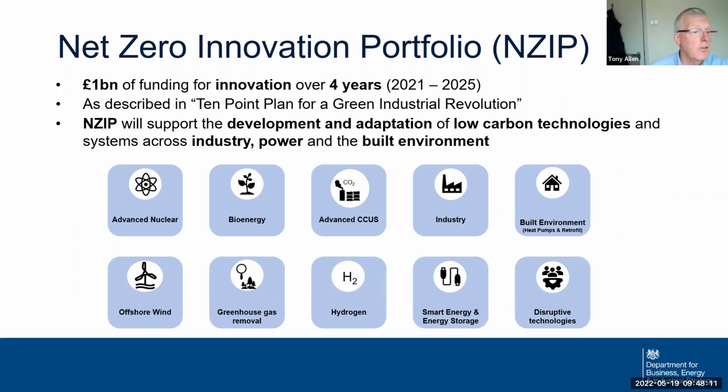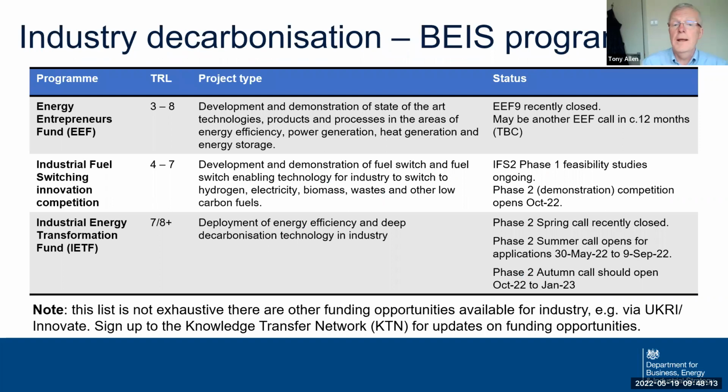So if we can move to the next slide, please. I have on here some examples of decarbonisation programmes which are being run by BEIS. The first one there, the Energy Entrepreneurs Fund, takes projects at starting TRLs 3 to 8, and it's intended to aid the development and demonstration of state-of-the-art technologies, products and processes in the areas of energy efficiency, power generation, heat generation, and energy storage.